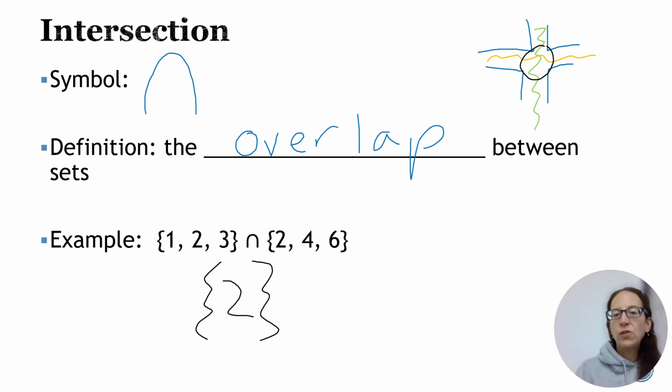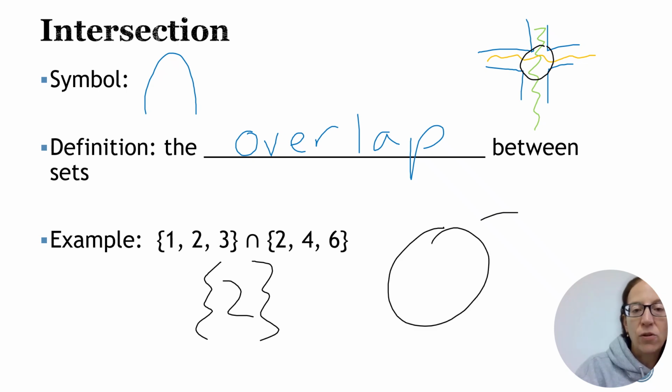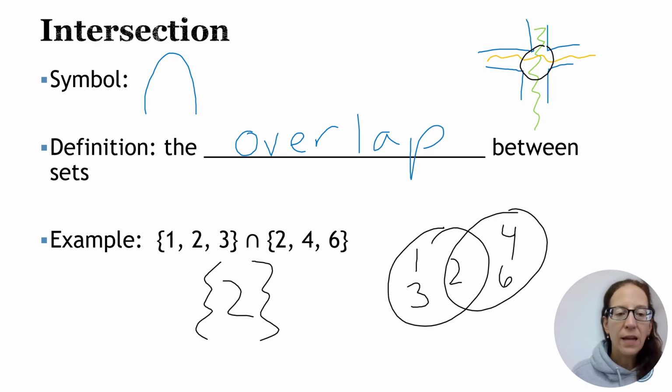Now you might also see this done in what's called a Venn diagram. So you might see something that looks like this, and you've got the 1 and the 3 and the 2 and the 4 and the 6 like that. And the Venn diagram shows you that overlap. So you've got the 1 and the 3, they are only in the first set. You've got the 4 and the 6 that are only in the second set, but the 2 needs to go where they overlap so that the 2 is technically in both of the circles, and it's called the intersection. So now you can see it, which makes it more visual.